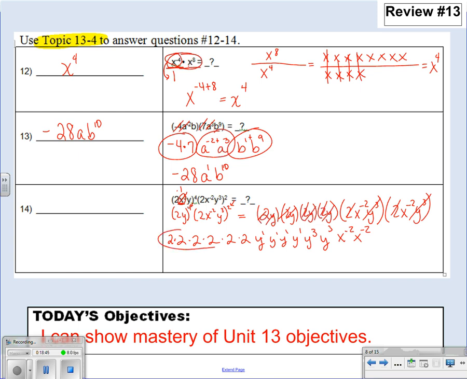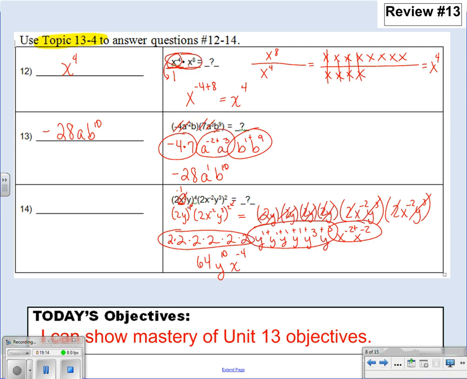We multiply all these 2's out. Again, we're multiplying. 2 times 2 is 4, 4 times 2 is 8, so on and so forth. This will give us 64. When I add up my y's, 1 plus 1 plus 1 plus 1 plus 3 plus 3, that gives us a total of 10, so y to the 10th power. Then if I do the same for my x's, negative 2 plus a negative 2, that's a negative 4. I now have a negative exponent.